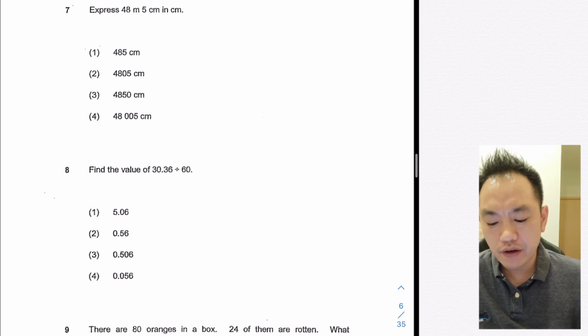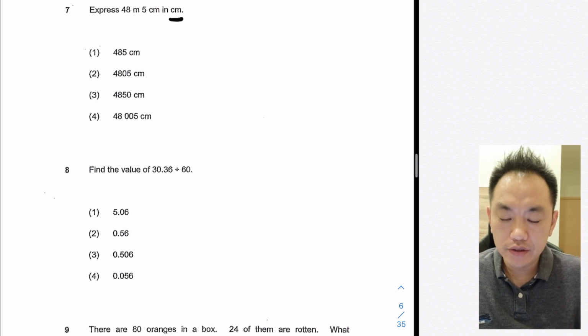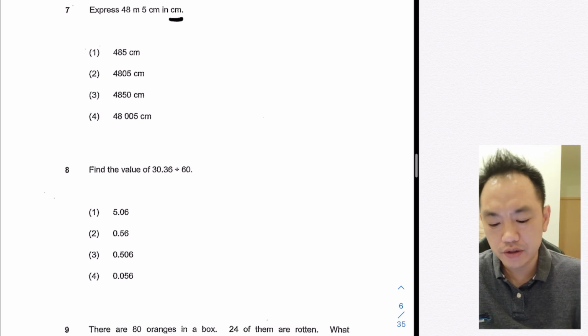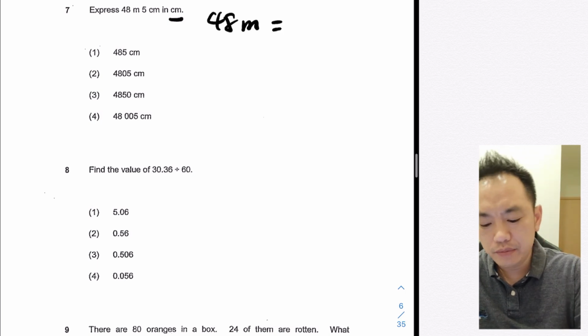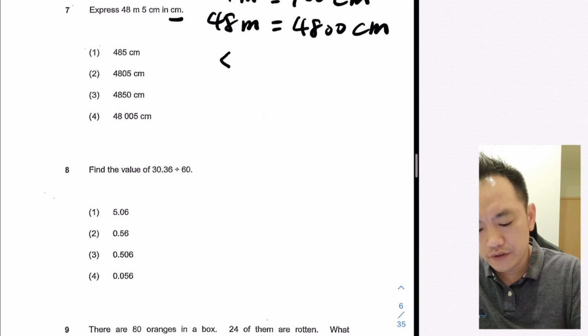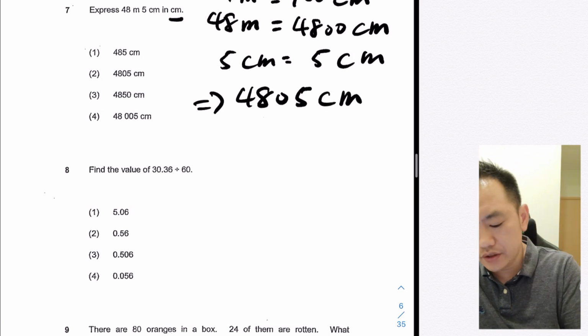Express 48 meter 5 centimeter in centimeter. Let me underline here. This is a conversion of different units, so 48 meter 5 centimeter into centimeters. First of all, 1 meter equals 100 centimeter. So 48 meters equals 4800 centimeter, and 5 centimeter equals 5 centimeter. If you put them together, it equals 4805 centimeter. So the answer is 2.